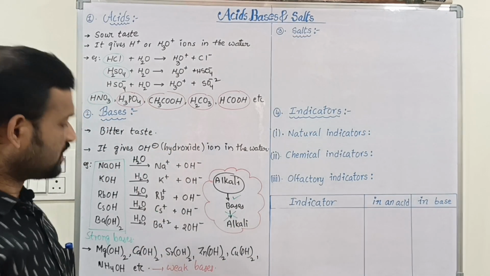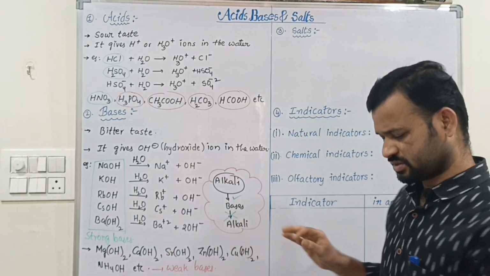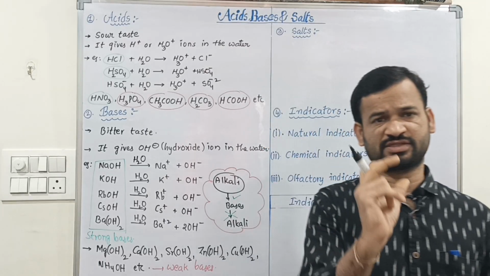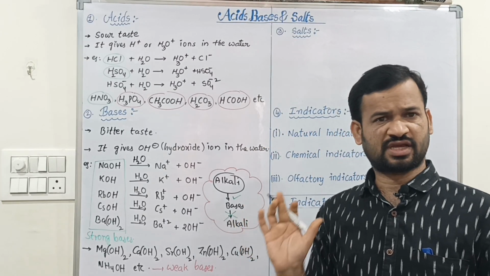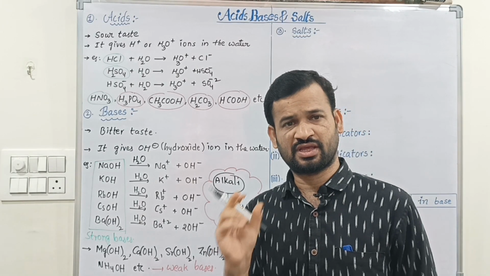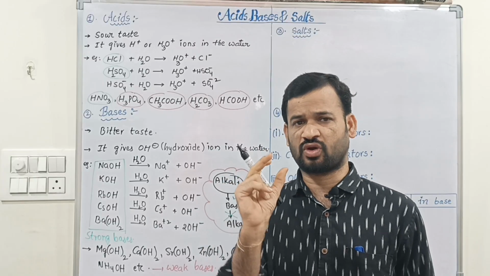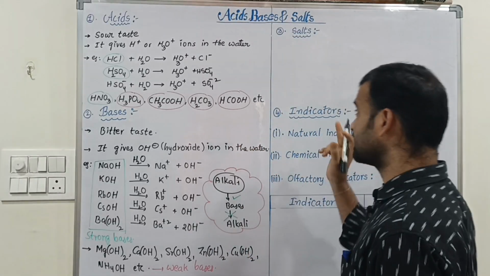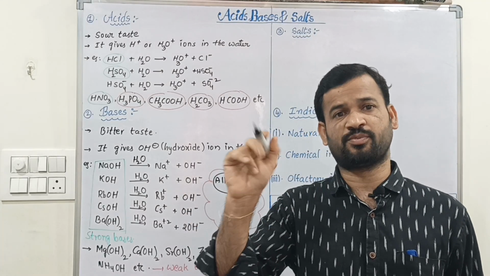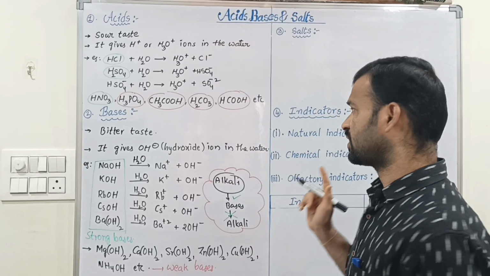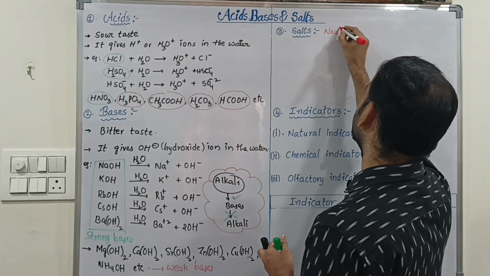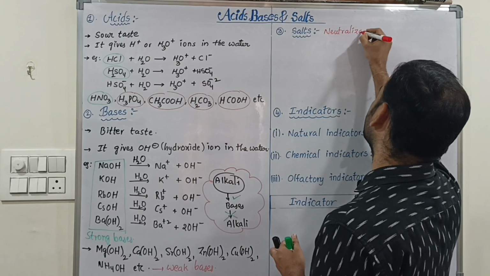Now come to the third topic, that is salts. Salts are formed by combining acids and bases. In the neutralization reaction, acid reacts with base, forms salt and water. The substance which is obtained by the combining of acid and base is called a salt. This is the neutralization process, or neutralization reaction.